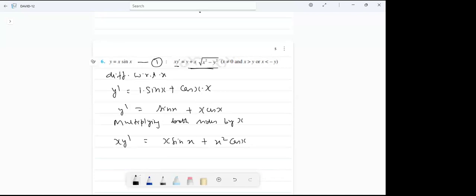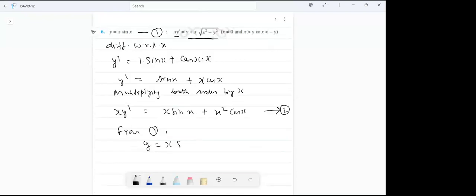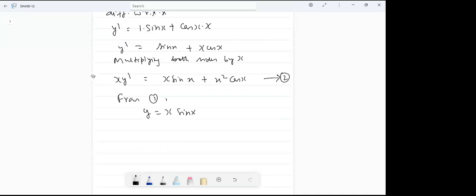So how will we do it? Let's take this as equation 2 over here. From 1, y equals x sin x. So y over x equals sin x.